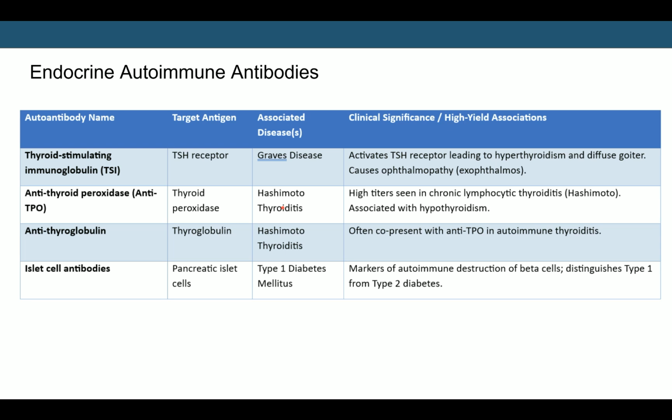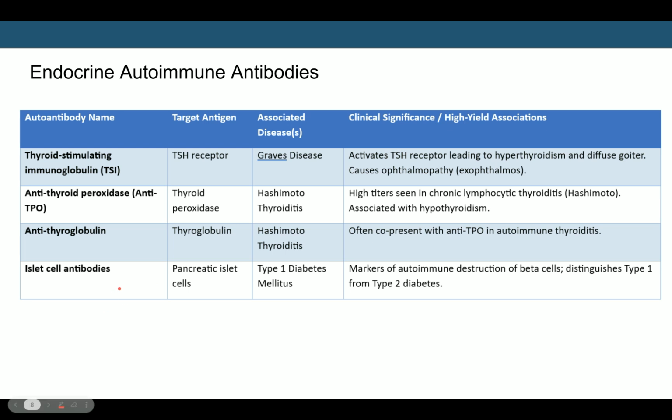The opposite of that is going to be the antithyroid peroxidase. In Hashimoto thyroiditis, we get hypothyroidism, and the target antigen here is the thyroid peroxidase, from its name, antithyroid peroxidase, and its high titers are seen in Hashimoto. It's also called chronic lymphocytic thyroiditis, and it's associated with hypothyroidism. The antithyroglobulin is also seen in Hashimoto thyroiditis, and it often co-presents with antithyroid peroxidase in autoimmune thyroiditis, and that is Hashimoto thyroiditis.